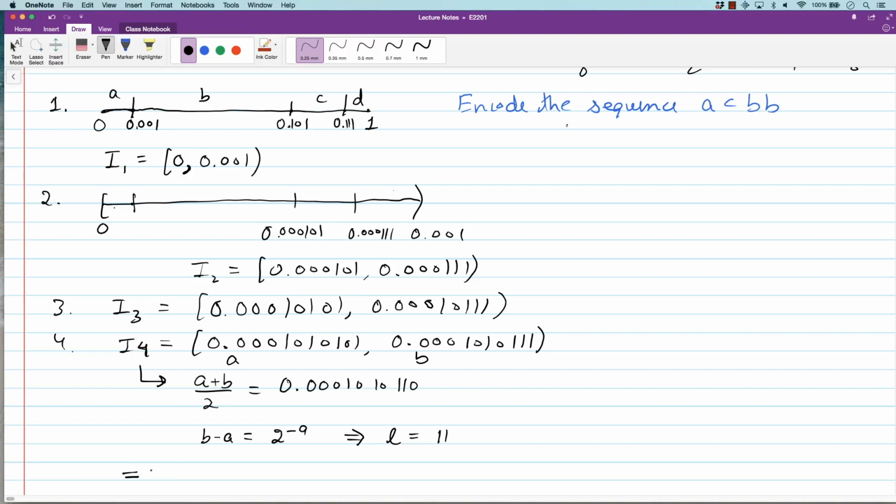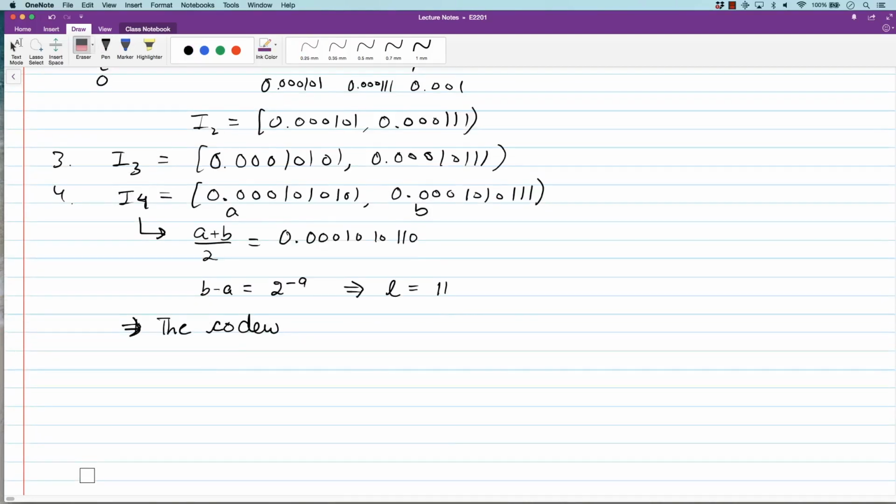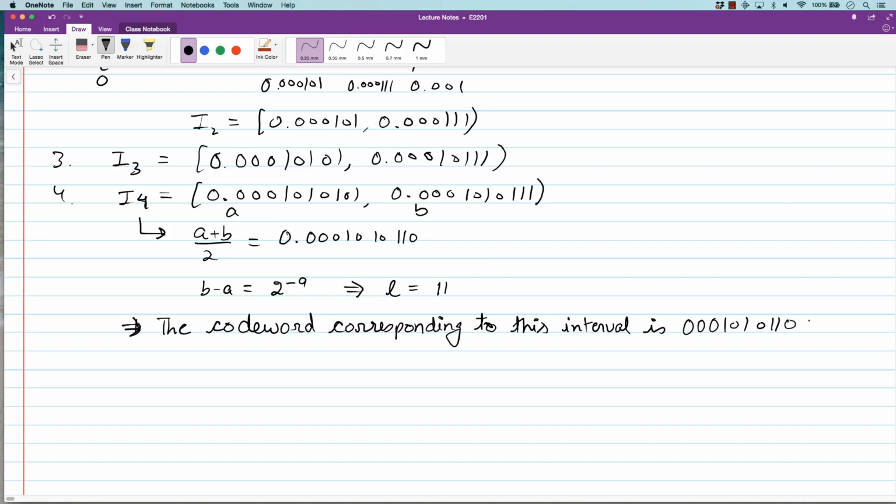So the code word corresponding to this interval is, so there are 10 bits here, but we need 11, so we add another 0. 0 0 0 1 0 1 0 1 1 0, and this is the extra 0 that we add to make it 11 bits. Okay, so this is our code word.